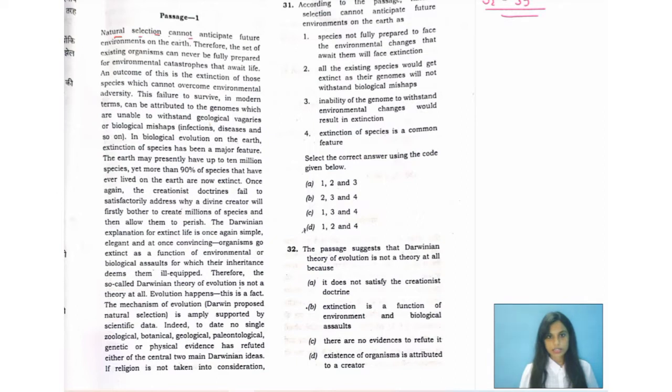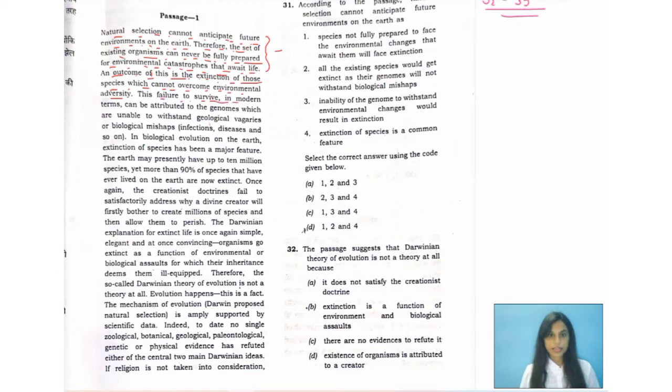Natural selection cannot anticipate the future environments on the earth. Therefore, the set of existing organisms can never be fully prepared for environmental catastrophes that await life. So they are talking about catastrophes that can happen on our planet, and an outcome of this is the extinction of those species which cannot overcome environmental adversity.